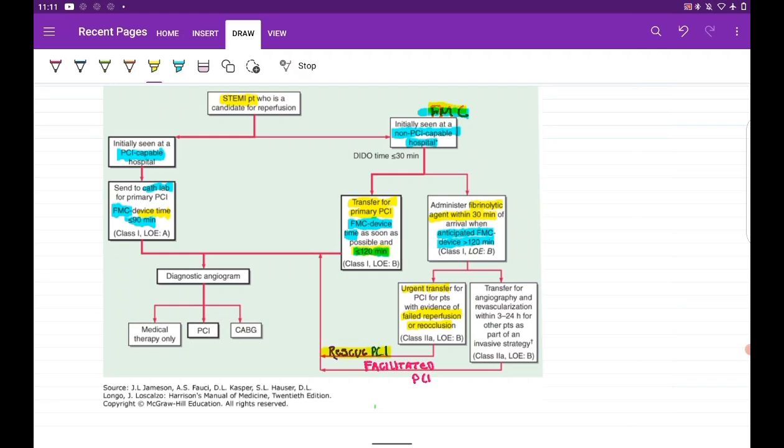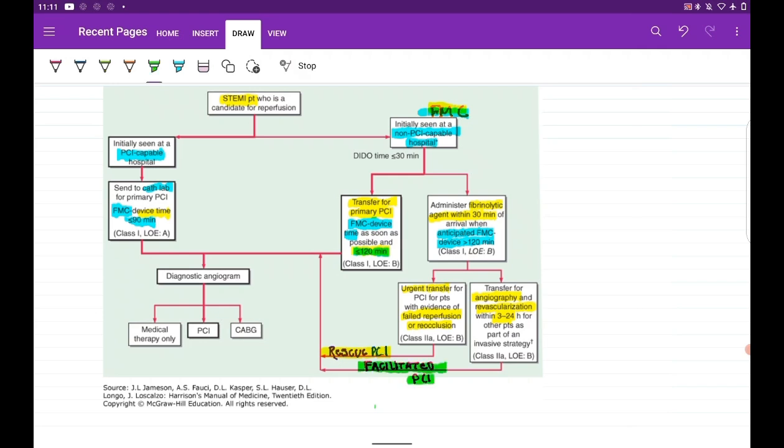So what is rescue PCI? After giving fibrinolytic therapy, if there is a failed reperfusion, then we have to transfer the patient urgently to a PCI capable hospital. This is known as rescue PCI. But what if the fibrinolytic therapy was successful? There is reperfusion. In such cases also, we have to transfer the patient for angiography and revascularization within 3 to 24 hours. And in such cases, the PCI is known as facilitated PCI.